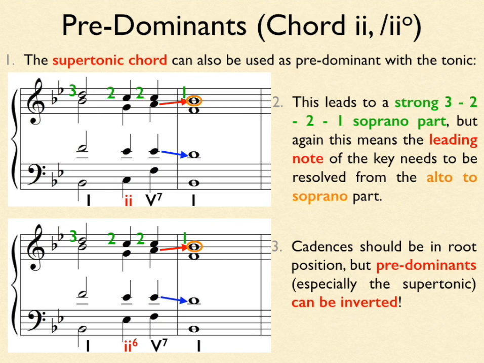Cadences should be in root position, but predominants, especially the supertonic, can actually be inverted. So you can see here that chord 2, in the second example, I've made it a first inversion chord, in other words, a 2 with the 6 next to it.